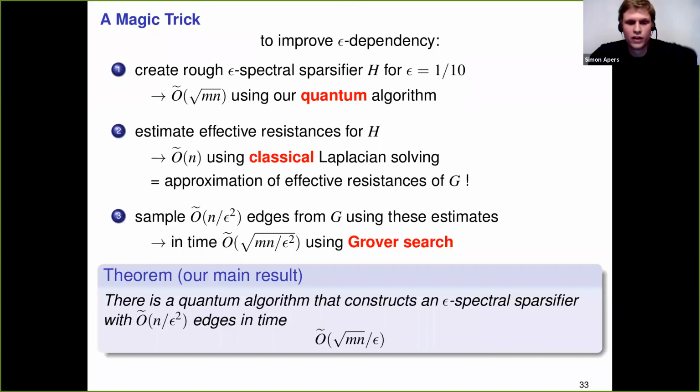Okay, that's a very good question. One thing is that this epsilon dependence here is necessary, and it's also present classically. Classically, constructing an epsilon spectral sparsifier takes time m plus n over epsilon squared. So this polynomial epsilon dependency is necessary. But what I mentioned before is their result on Laplacian solving, right? If you want to solve a Laplacian system, then you can get a log epsilon dependency on the error. That's basically by being a bit smarter. They use this rough spectral sparsifier, and then they do iterative refinement using it.